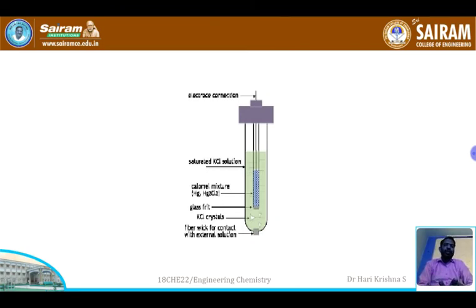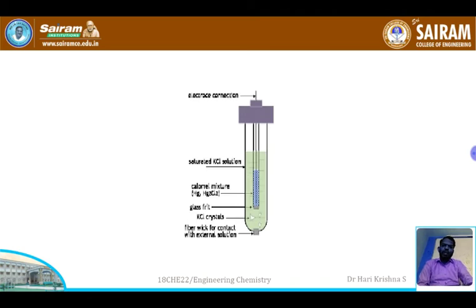The Calomel electrode, whatever we have constructed, will act either as anode or cathode depending upon the electrode with which it is coupled. So if it acts as anode, what are the electrode reactions? If it acts as cathode, what are the electrode reactions?